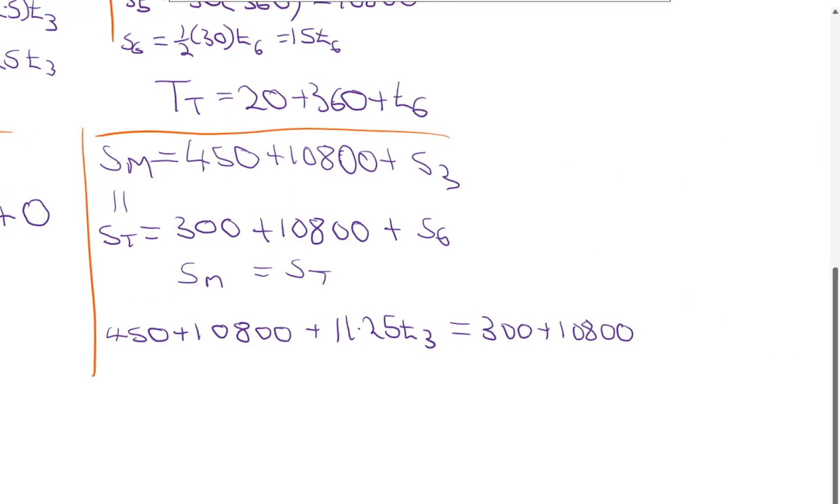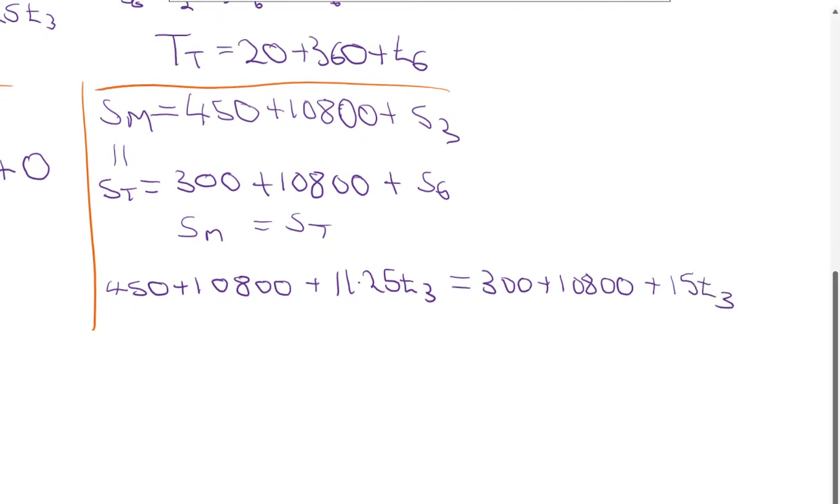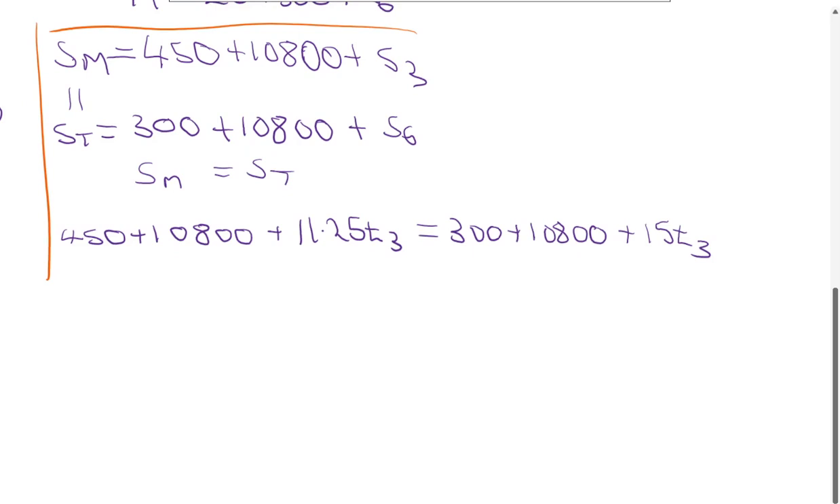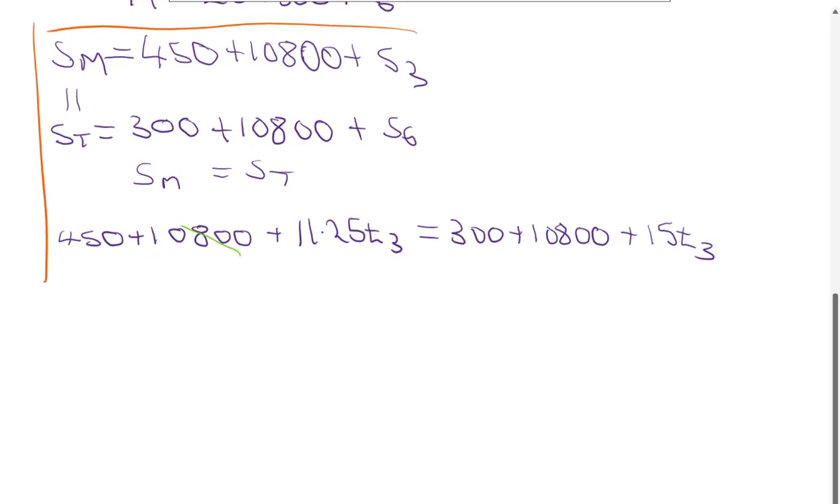Okay. So it's 15 T3. And here's where my laziness paid off, is that I can just cancel those 10,800s. Move the 300 over to get 150. Move the 11.25 over to get a 3.75 T3. Again, 15 minus 11.25 is that, so just make sure you're happy.